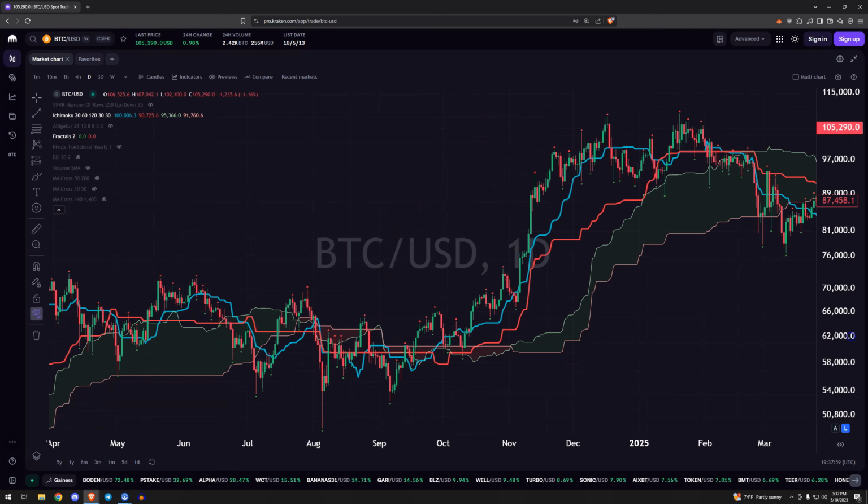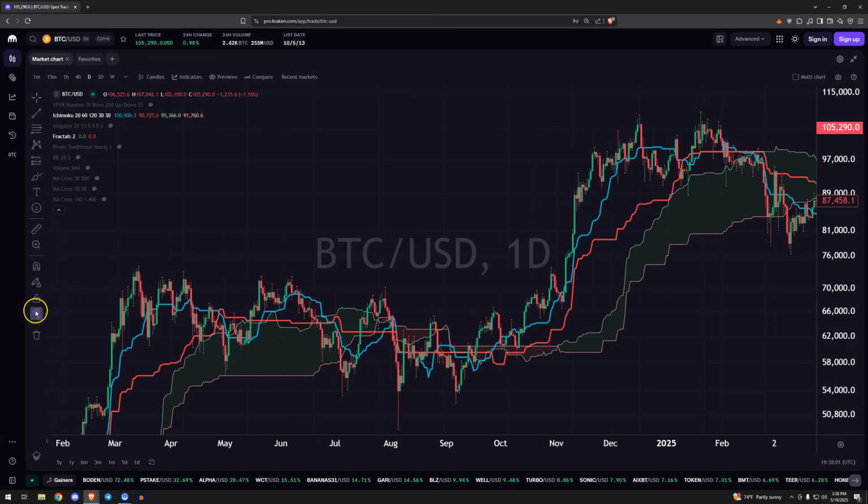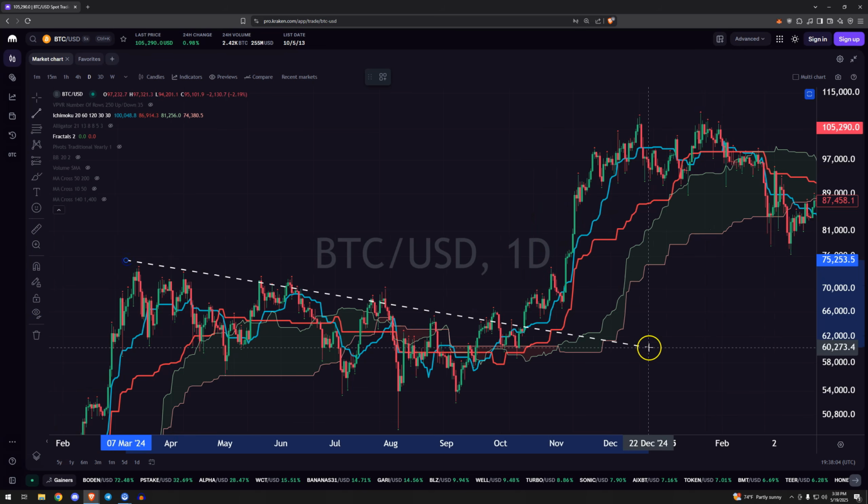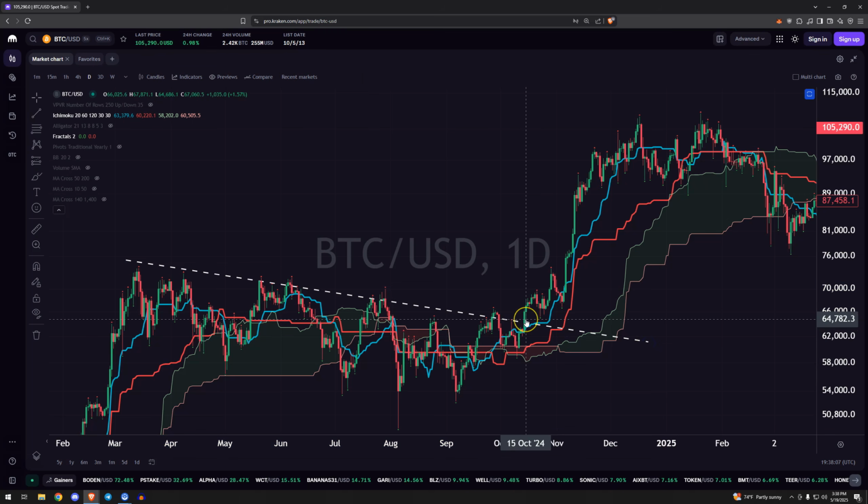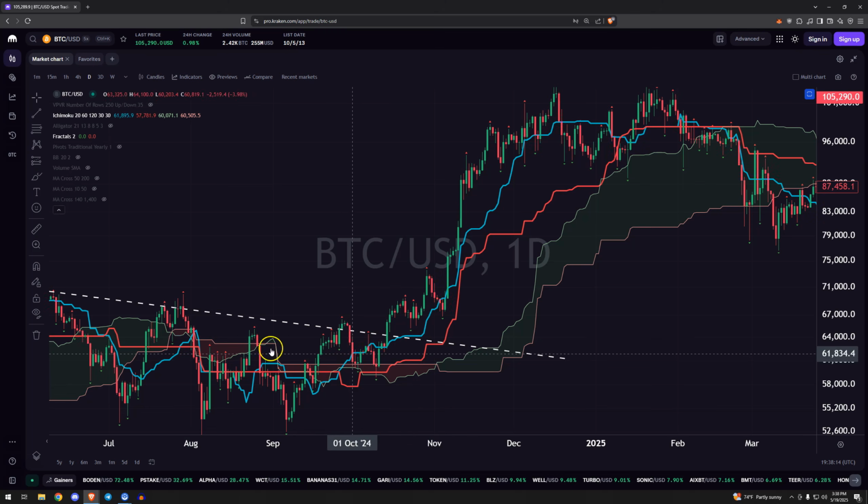Technically, this is always my argument for people who tell me that fractals trigger early. Back here, it really wasn't a breakout until October 15th, and then of course the election. But pre-breakout, you're going to get a bunch of fractal nonsense.